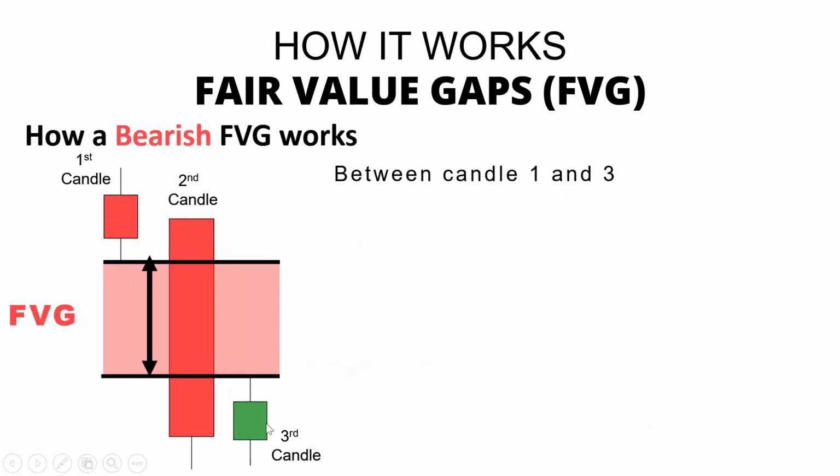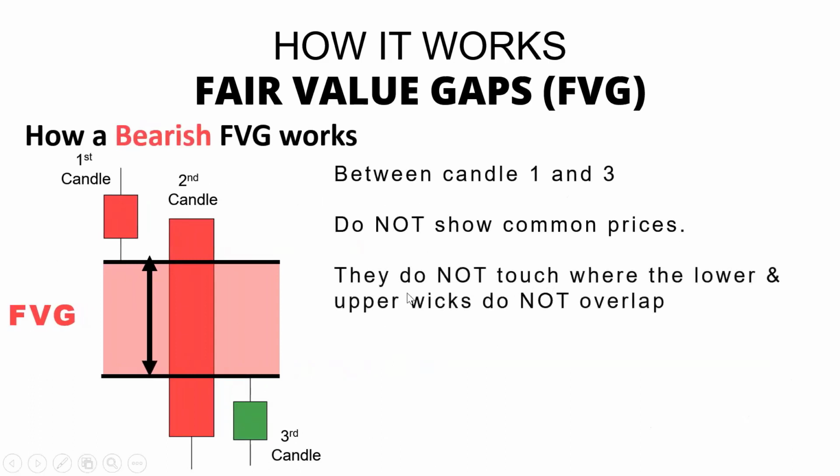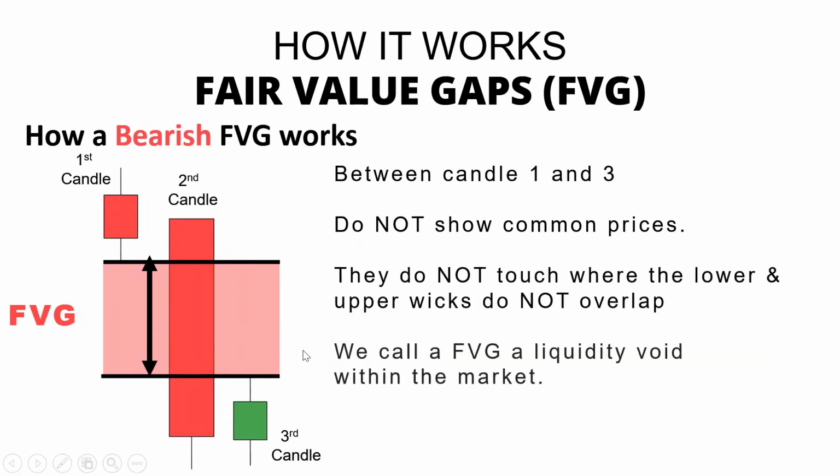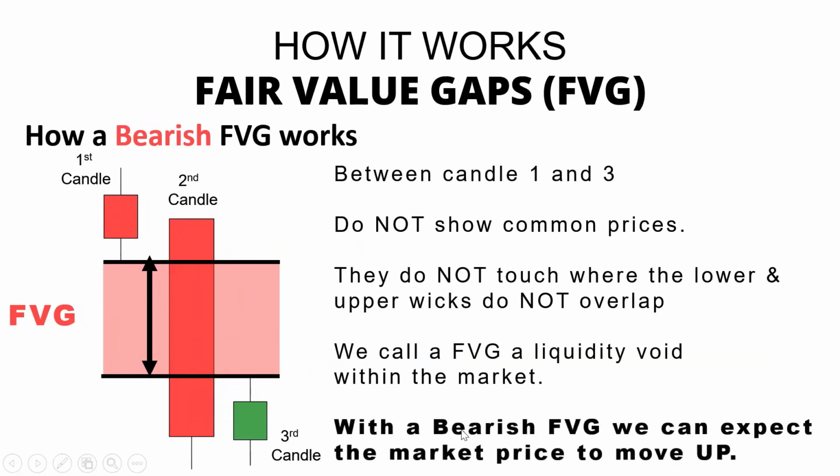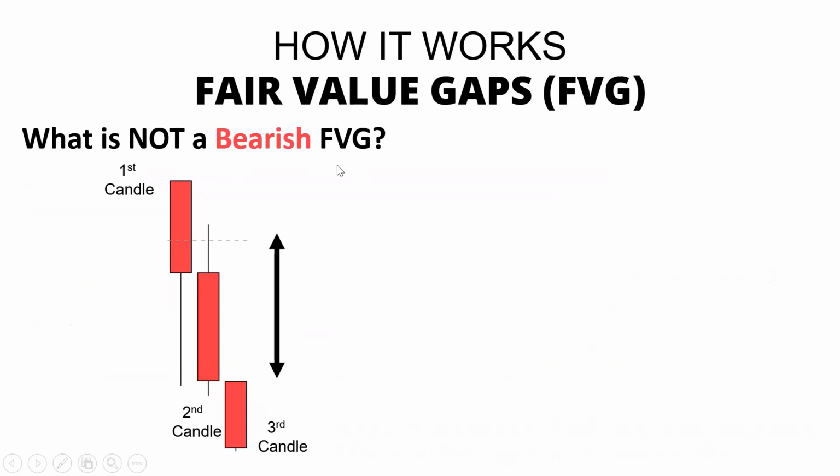Between candle 1 and 3, do not show common prices. They do not touch, where the lower and upper wicks do not overlap. We call this fair value gap a liquidity void within the market. So with a bearish fair value gap, we can expect that the market price is going to move up, fill in those orders.